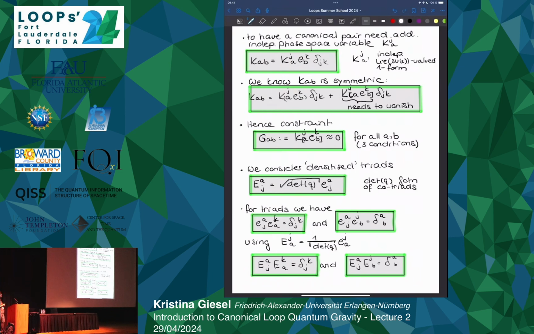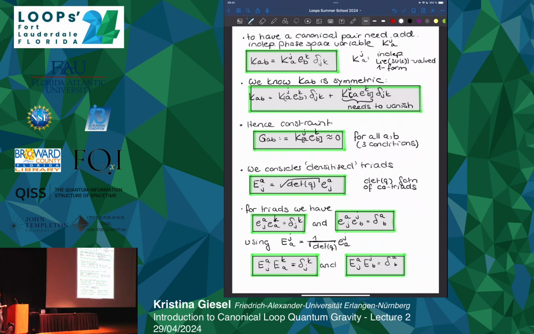Now, to consider the canonical pair that we finally want to work with, we do not consider the triads directly, but one considers so-called densitized triads. So we just multiply the triad by the square root of the determinant of q, which gives E the density weight 1. And then we can understand this here as a vector, a Lie algebra valued vector of density weight 1.